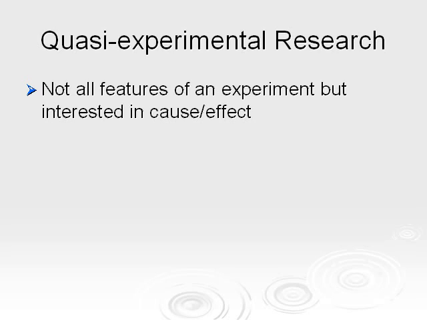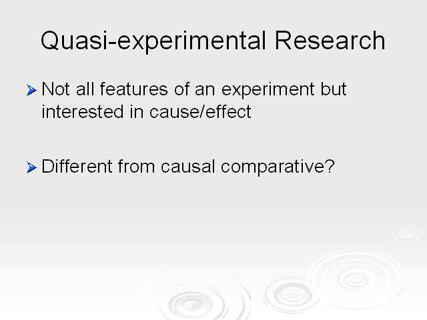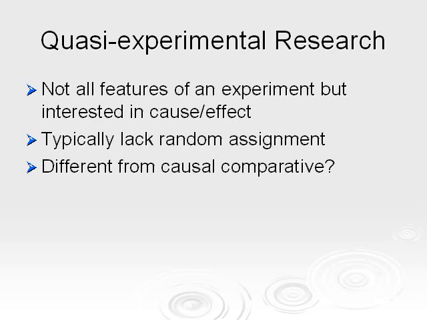Quasi-experimental research is the other type of approach I wanted to touch on here a little bit. And pretty straightforward. It's just not all the features of an experiment, but still interested in cause and effect. And typically looking at groups. Is this group different than that group? And typically, the feature of an experiment that you sacrifice to do quasi-experimental research is random assignment. Typically, when you want to look at cause and effect, but you can't assign people to groups, but you're still going to do something to them, then that's a quasi-experimental study.